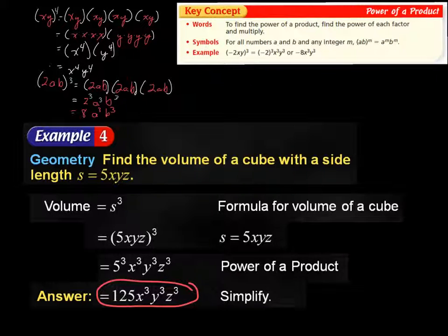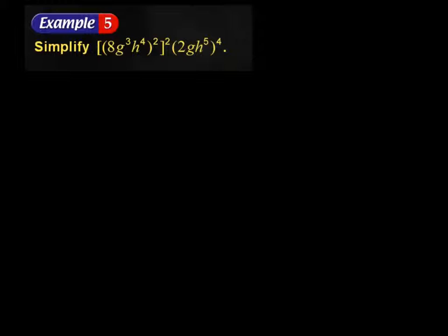Now, so far, counting my little mini examples, 1, 2, and now this one, 3, the examples we've looked at have all had variables that had only exponents of 1. Let's look at one that has exponents other than 1. You don't have to do this one on your own. We're doing it together. Breathe. It looks pretty complicated. Okay, we have 8 g cubed h to the fourth, squared, times 2 g h to the fifth, to the fourth.